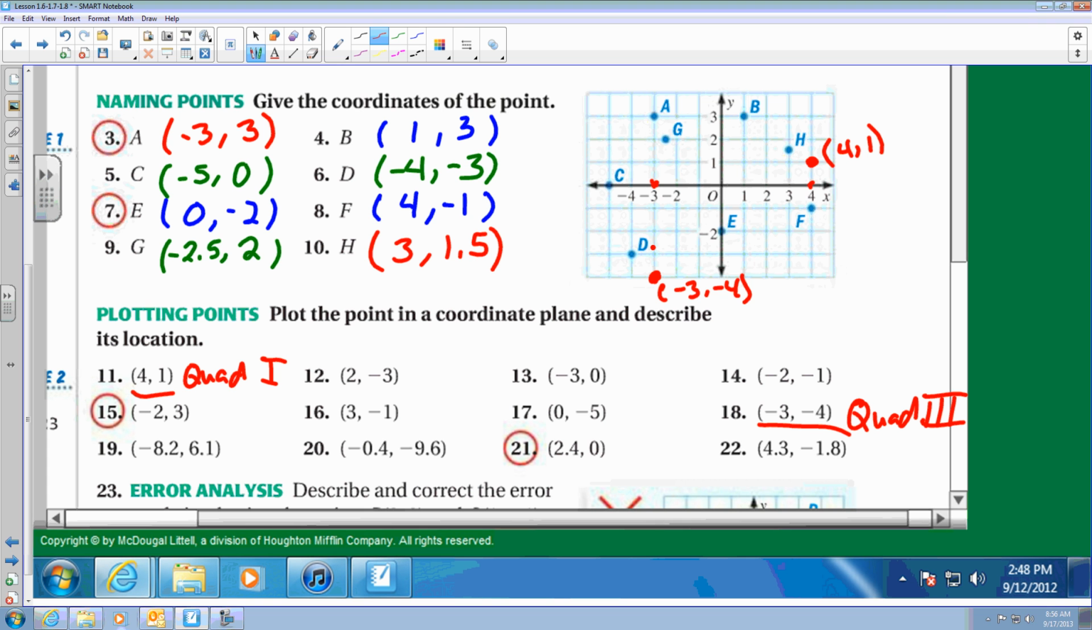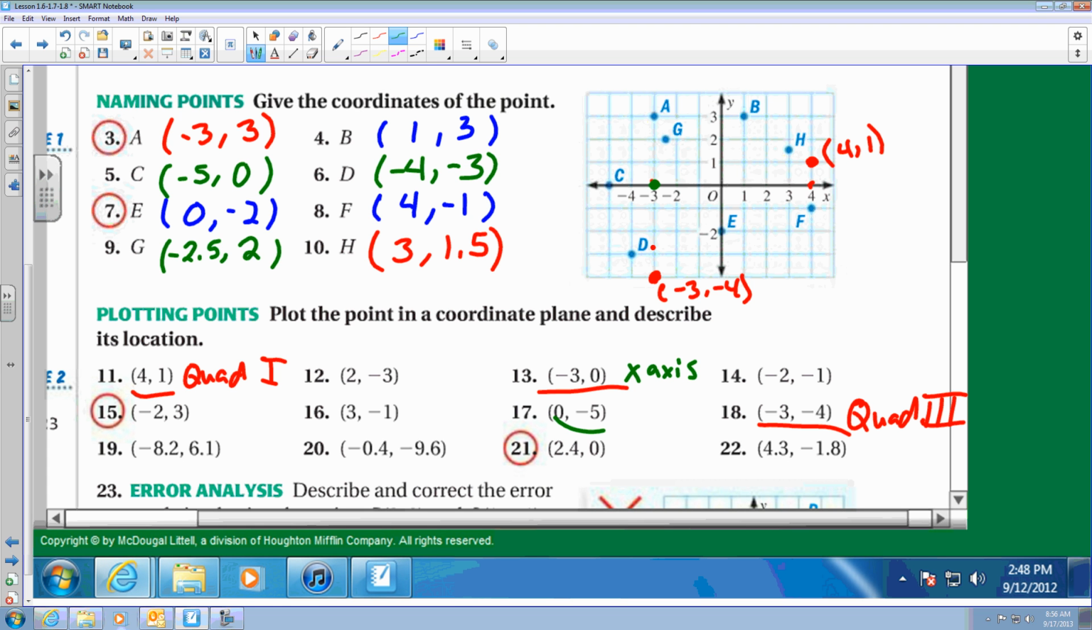Now, let's take a look at negative 3 comma 0. Here, it goes to the left 3 units, 1, 2, 3. And then it doesn't go anywhere else in the y position, so it's left at that point. And since my y coordinate is 0, that means it lies on the x-axis.